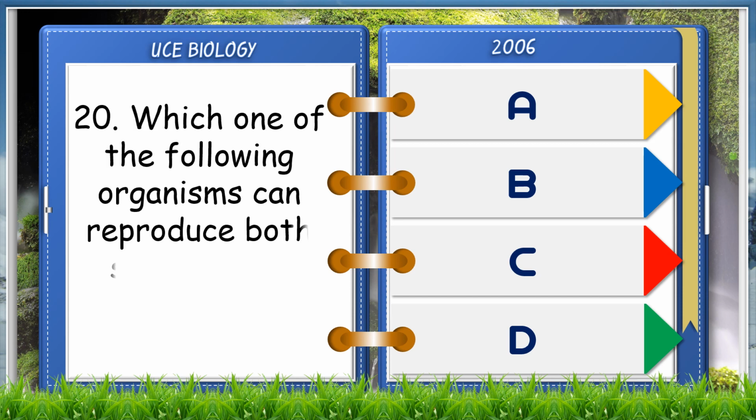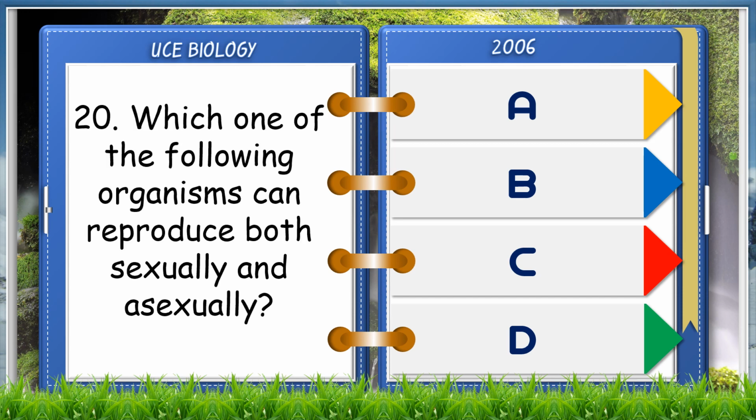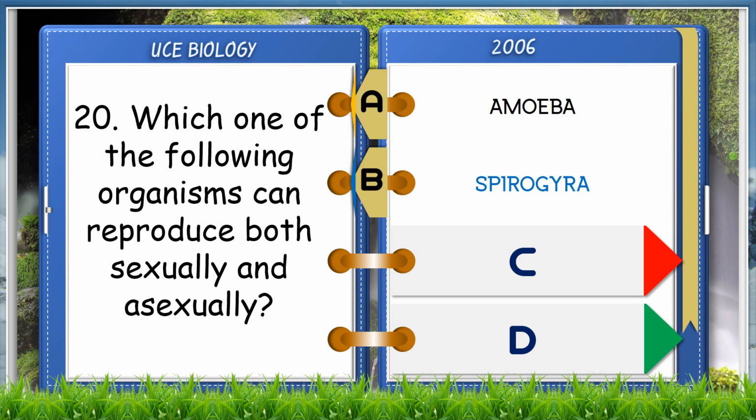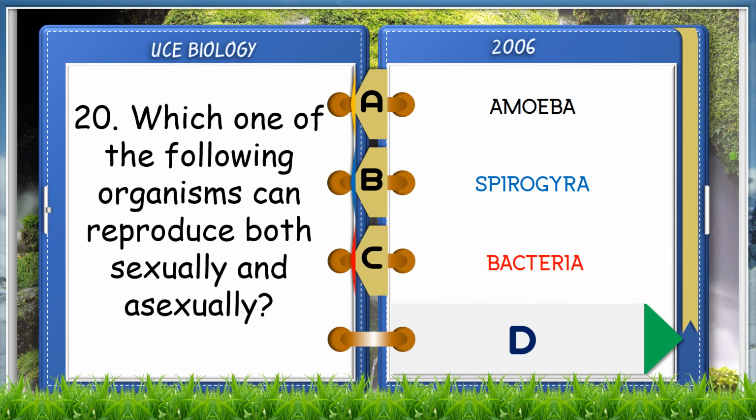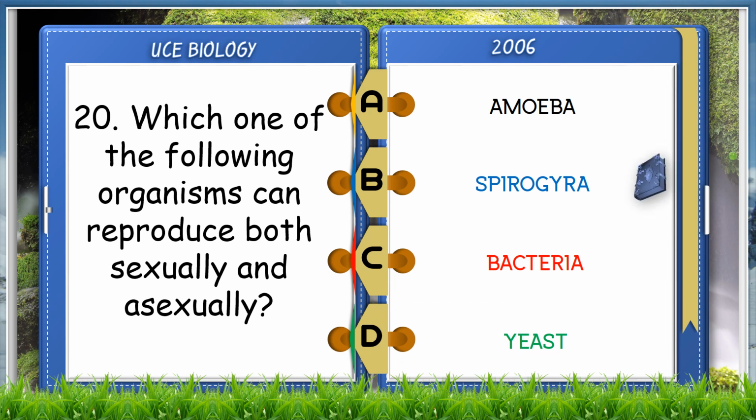Which one of the following organisms can reproduce both sexually and asexually? A. Amoeba. B. Spirogyra. C. Bacteria. D. Yeast. The answer is B. Spirogyra.